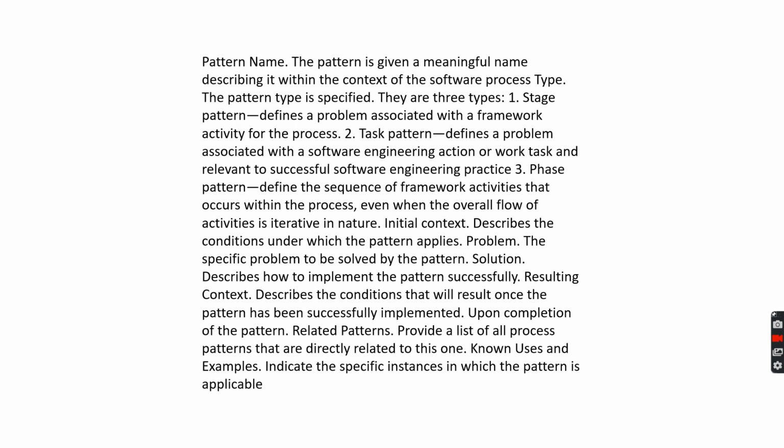So what is a pattern name? Pattern name can be classified into three types: stage pattern, which defines the problem associated with a framework activity for the process; task pattern, which defines a problem associated with the software engineering action or work task and relevant to successful software engineering practice; and the third and last one, phase pattern, which defines the sequence of framework activities that occurs within the process, even when the overflow of activities is iterative, that is, which will keep repeating itself in nature.